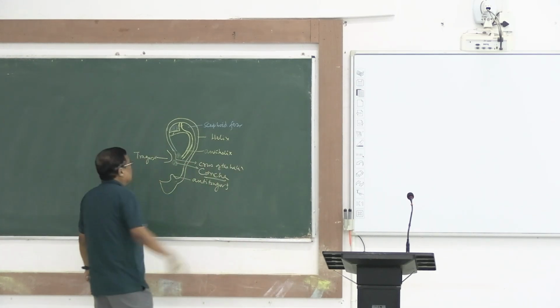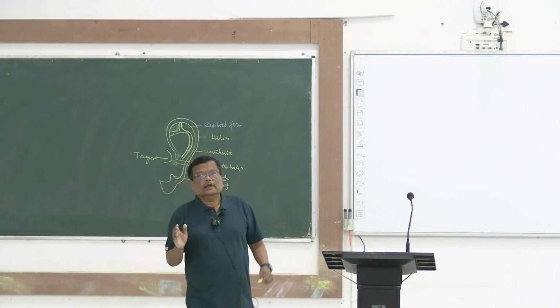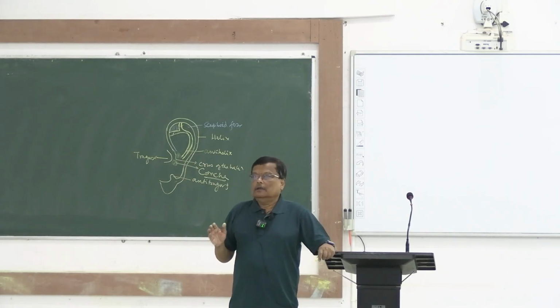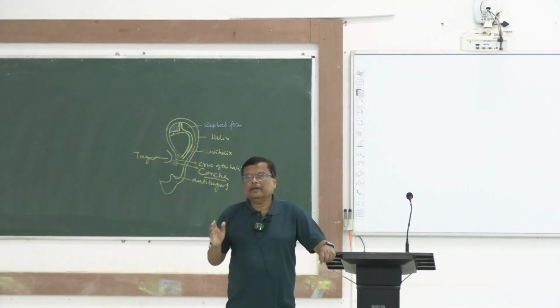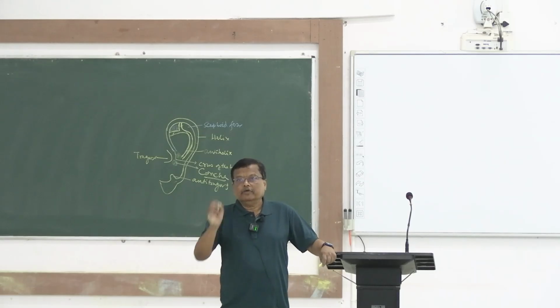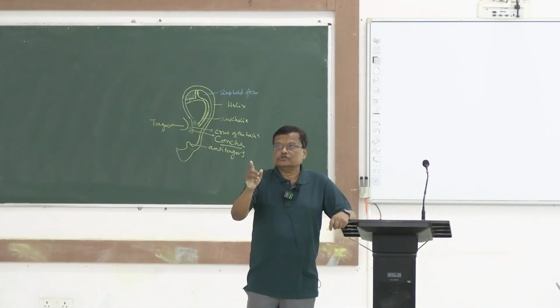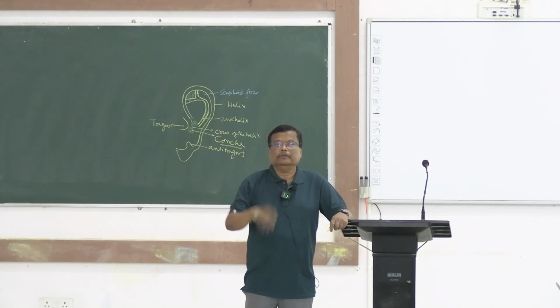Loosely speaking, the nerve supply of the auricle is by the greater auricular nerve, auriculotemporal nerve, and auricular branch of the vagus. A very little area is supplied by the auricular branch of the vagus, the 10th cranial nerve, but it is clinically important.